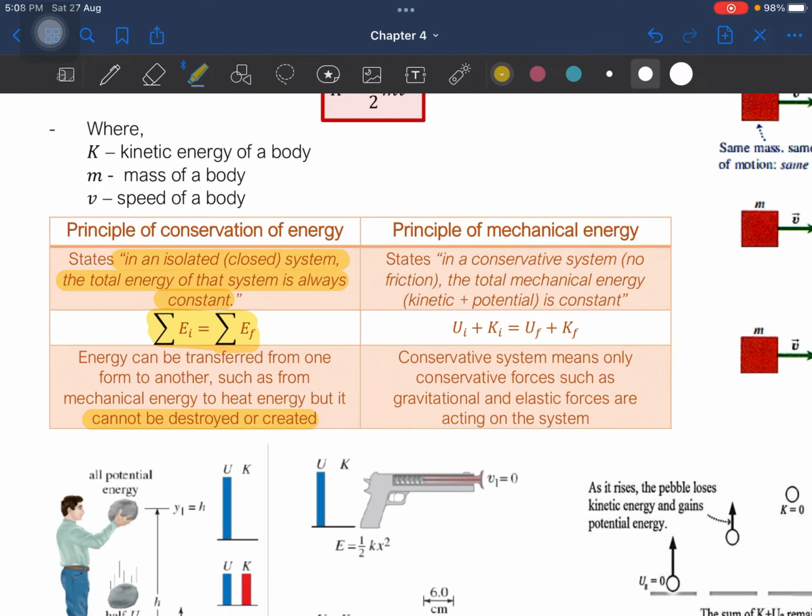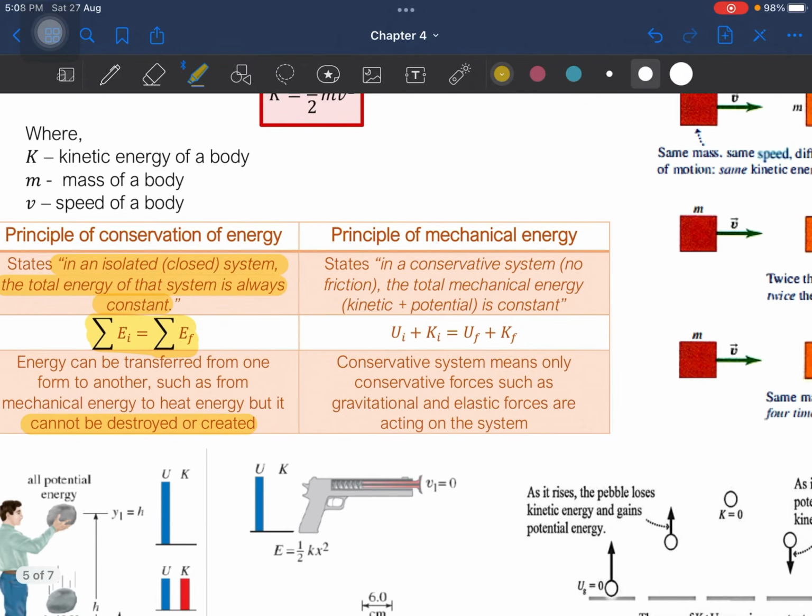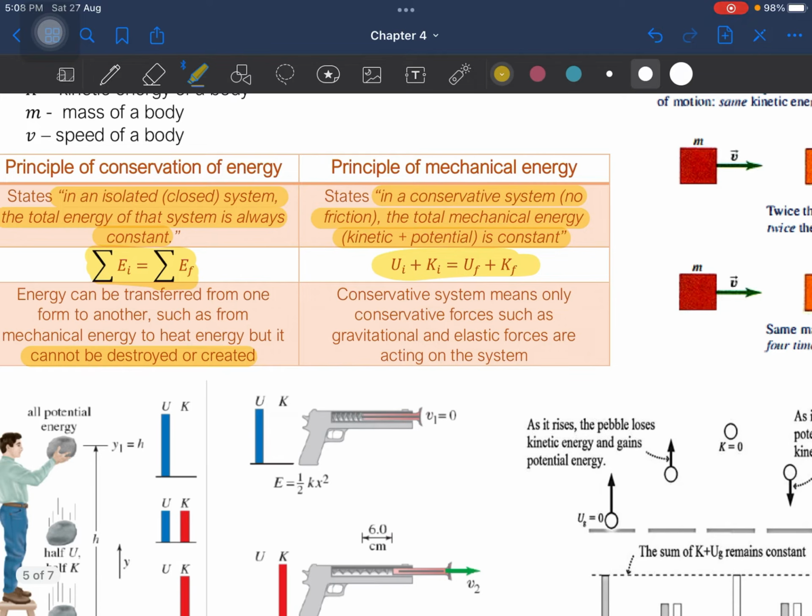Okay, so next we are going to learn about principle of mechanical energy. So it states that in a conservative system where the system has no friction, the total mechanical energy, kinetic plus potential, is always constant. So mathematically it is written this way. So conservative system means only conservative forces such as gravitational and elastic forces are acting on the system.